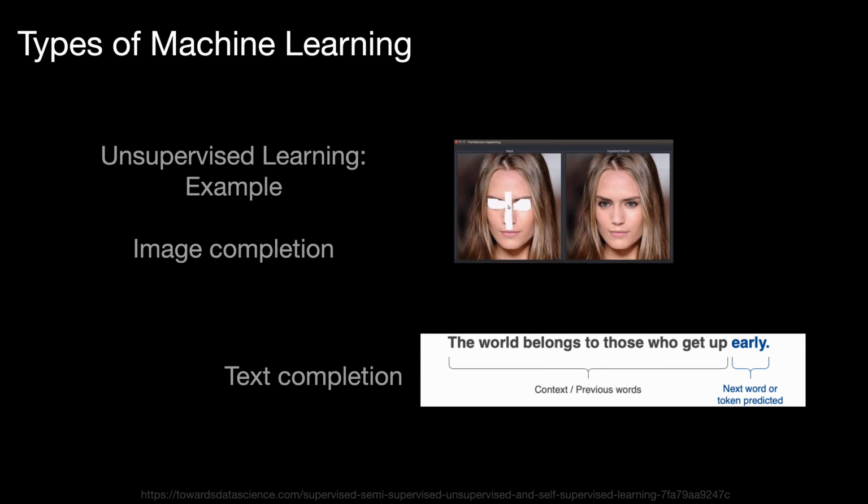There's also text completion, which is predicting the next word in a sentence. Like, I've seen the words "the world belongs to those who get up," and then I want to predict the next word, which is "early." And this is how GPT, the model that you've seen before, is trained. So these are examples of unsupervised learning. There's only an input, but there's not necessarily a mapping to an output, although you can create one artificially, like in these cases.